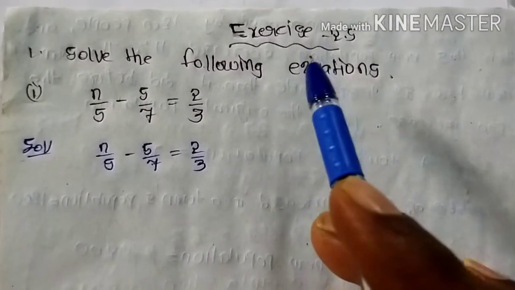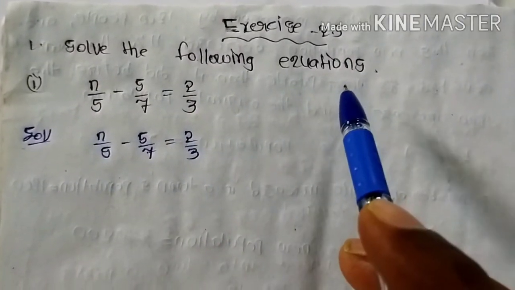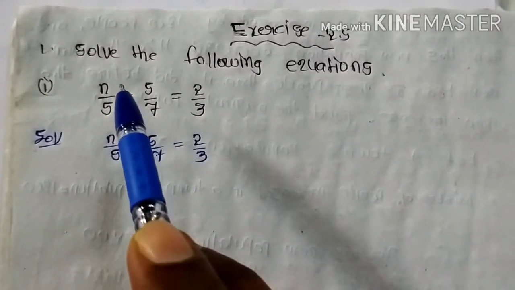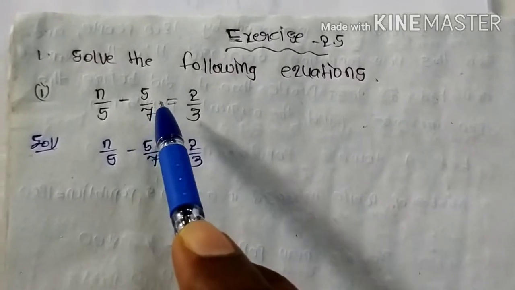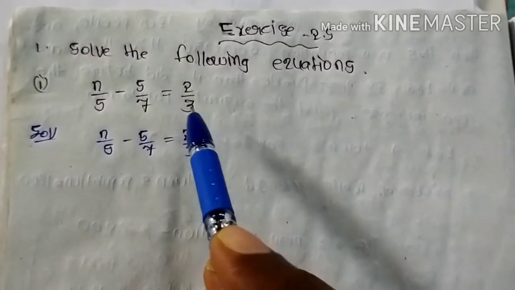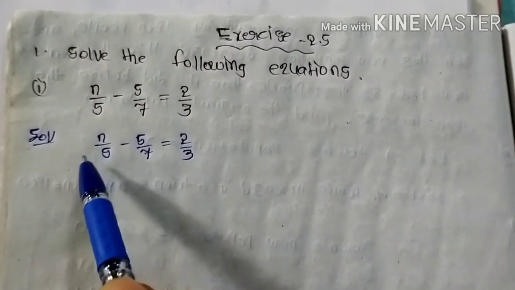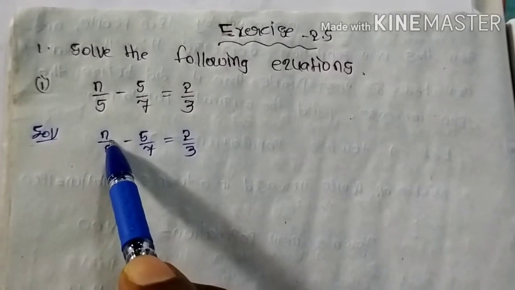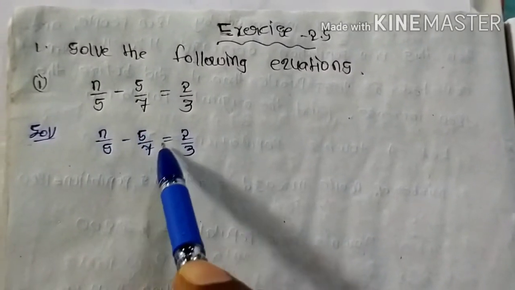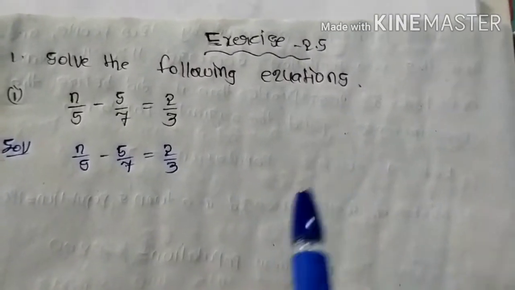Now you can see here exercise 2.5. Question number 1. Solve the following equations. The given question is n by 5 minus 5 by 7 is equal to 2 by 3. First of all, you can keep only variable terms on the left hand side. See here, the variable term is only n, or not? Yes. 5 by 7 is a constant, or not? Yes. So you can transpose 5 by 7 to RHS.